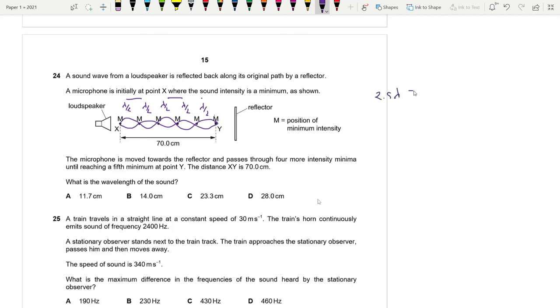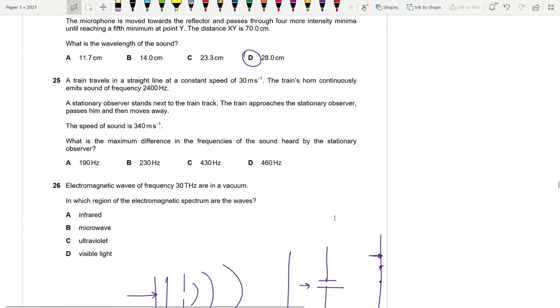So 0.5 into 5 is 2.5 lambda. So basically, 2.5 lambda is equal to 70 cm. So lambda is actually equal to 70 by 2.5, which is 28 centimeters, okay? So we're getting D. 24 is D, okay? So 25.